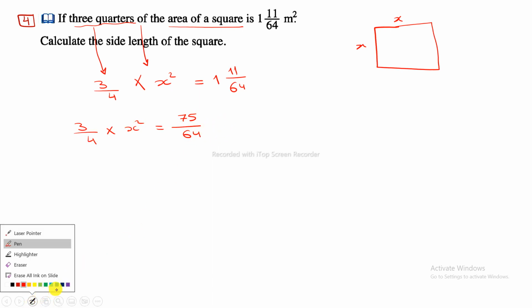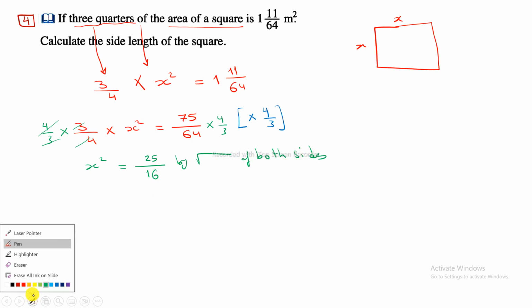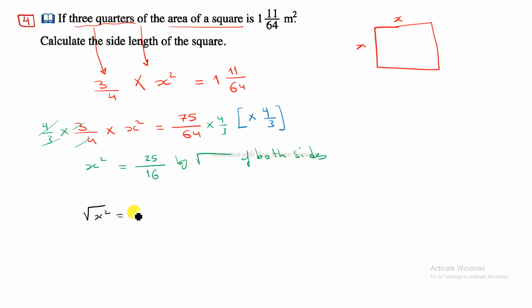I want x power 2, meaning get rid of 3 over 4. What do we do? Dividing both sides by 3 over 4, or better, times the reciprocal of 3 over 4, which is 4 over 3. So I multiply here by 4 over 3 to get rid of 3 over 4, and multiply the other side by 4 over 3 too. This cancels with this, so you are left with x to the power of 2 equal to 75 over 64 times 4 over 3. By using the calculator it becomes 25 over 16. Then by taking the square root of both sides, the square root of x power 2 equals the square root of 25 over 16. The square root of x power 2 is x, and the square root of 25 over 16 is 5 over 4.